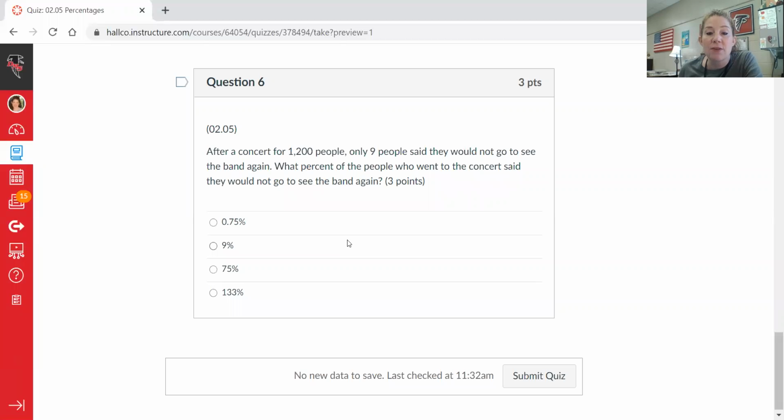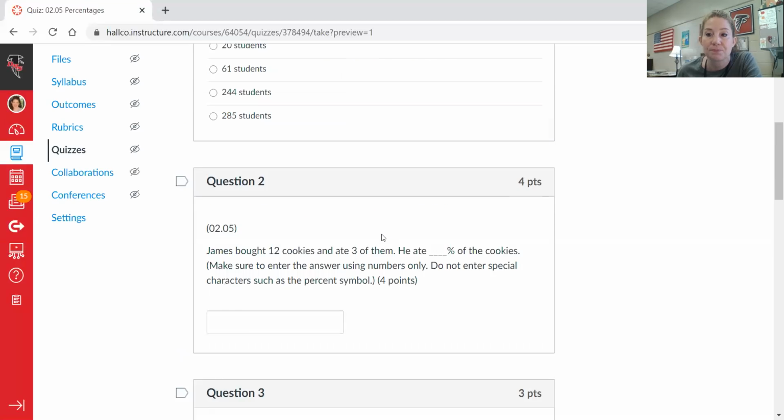After a concert for 1,200 people, only 9 people said they would not go see the band again. What percentage of the people who went to the concert said they would not go to the band again? Well, only 9 out of 1,200, that's a very small percent, right? So you're gonna divide 9 by 1,200. You'll get a very tiny number as a decimal, and then you need to move that decimal 2 places to the right, and you will have your answer.